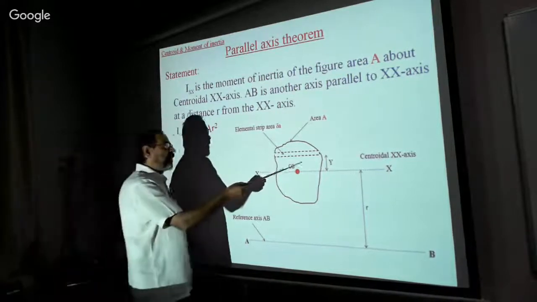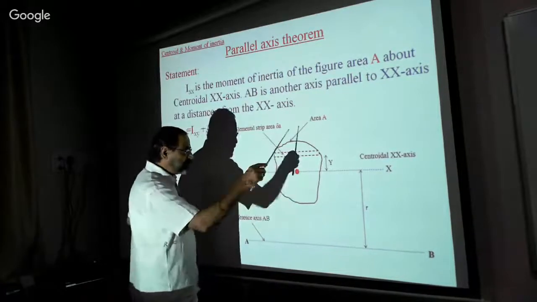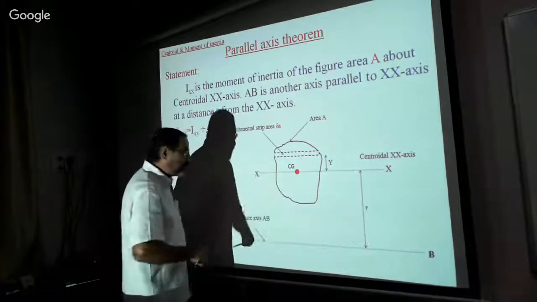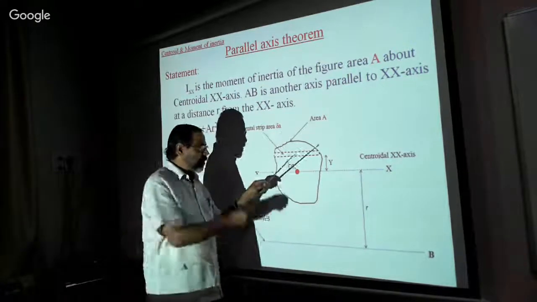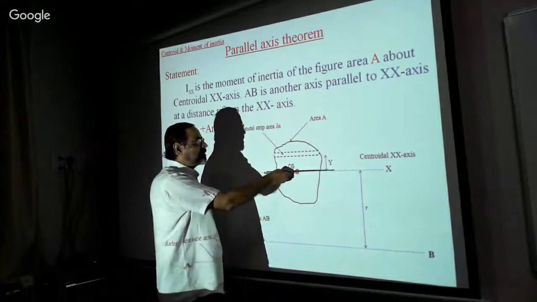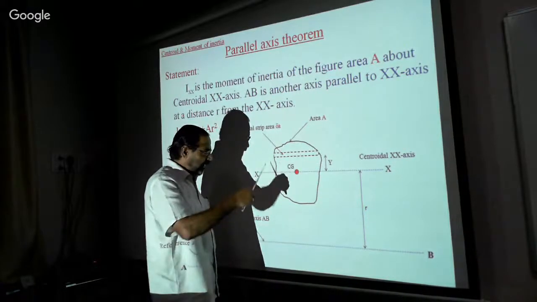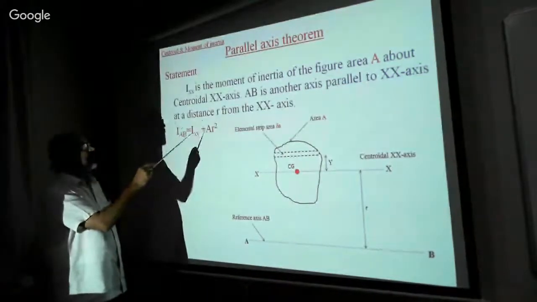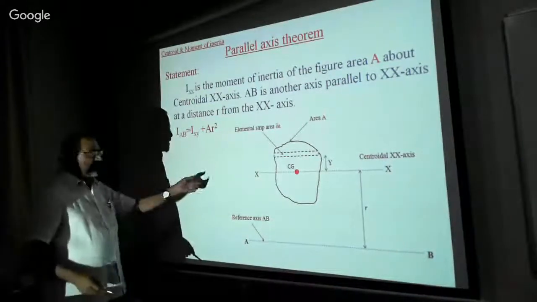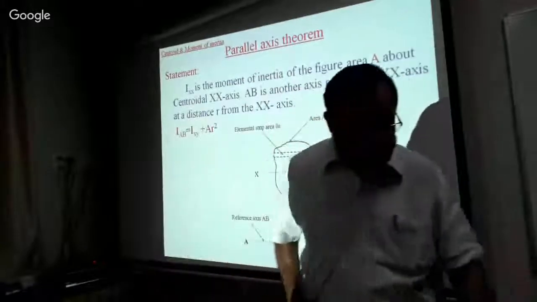That is, I_AB, the moment of inertia of this figure about AB, is equal to the moment of inertia of this figure about its own centroidal x axis plus area into distance square. That is what we have printed here. This is the parallel axis theorem. We also discussed this in the previous class.